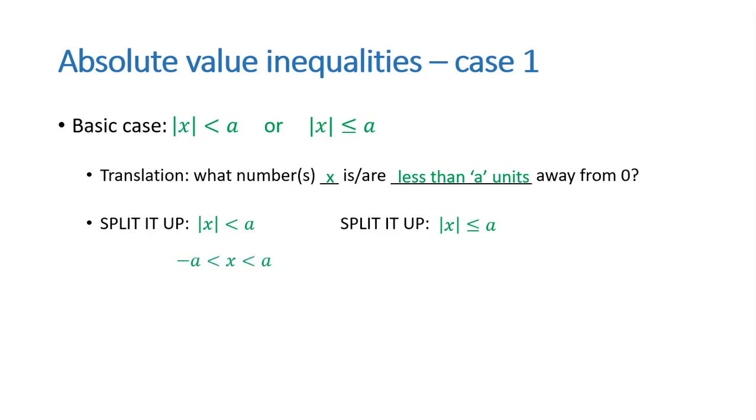So when we split it up, we still have the same endpoints, negative a and a, but x just has to be between those numbers. So it's not identically equal to either of them, it's just between them. The only thing that changes when we add on the equal to is our less than symbols then become less than or equal to symbols. So for each of these, we're saying x is greater than the negative endpoint, x is less than the positive endpoint, so it has to stay between those.